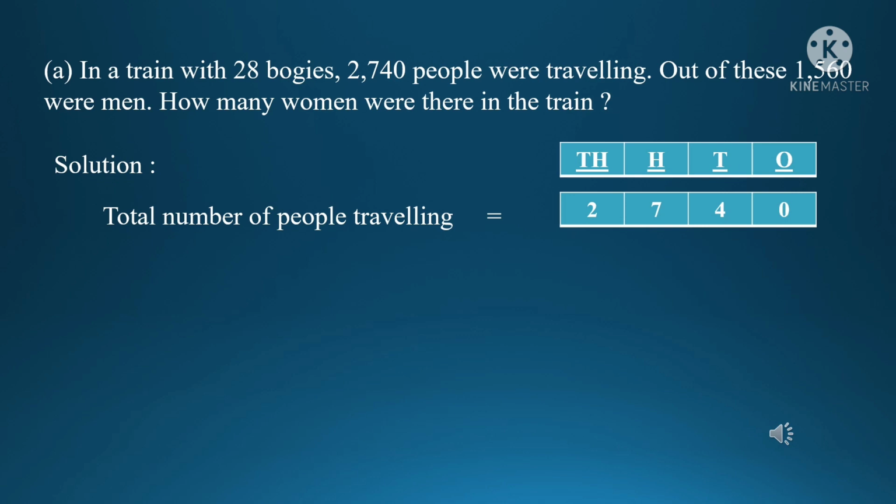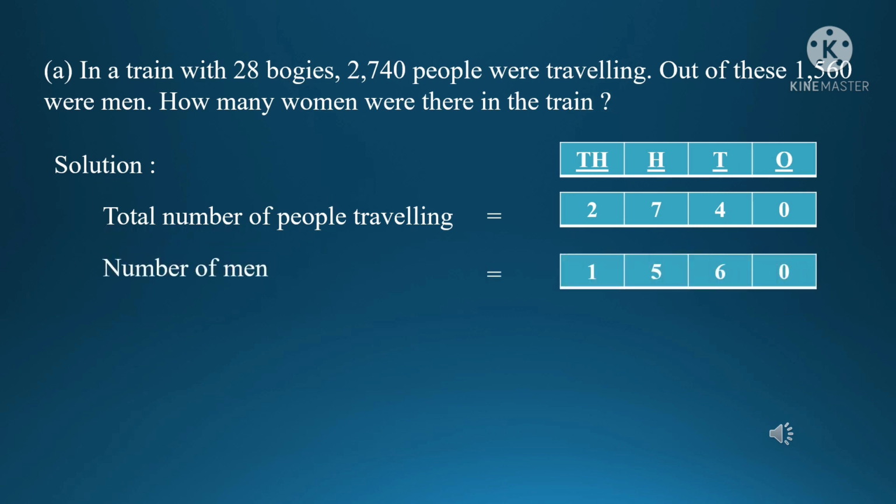You see that in the solution, again we have written the number of men. So what was the number of men? It was 1560. So if we have to find the number of women from there, we just have to subtract. So you can see that in the ones place 0 minus 0 will be 0. 4 minus 6, is it not possible? So we carry 1 from the left side, that is from the 7, and it will become 14. So 14 minus 6 is 8.